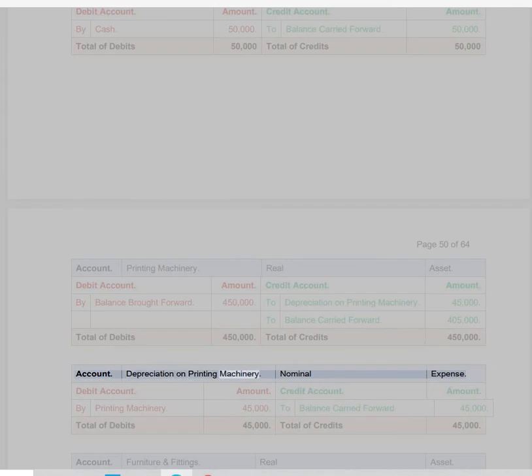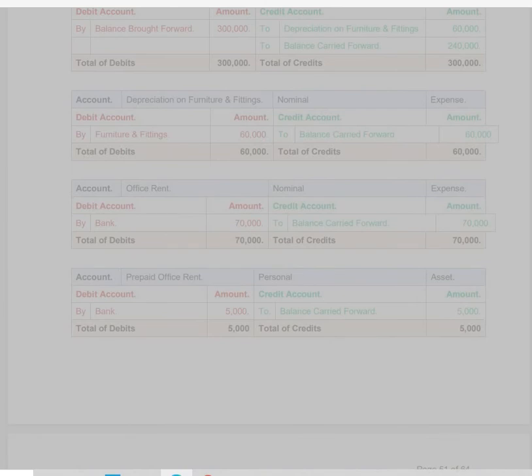Account: Depreciation on printing machinery. Nominal expense. Debit account, amount, credit account, amount. By printing machinery, 45,000. To balance carried forward, 45,000, total of debits 45,000. Total of credits 45,000. Account: Furniture and fittings. Real asset. Debit account, amount, credit account, amount. By balance brought forward.